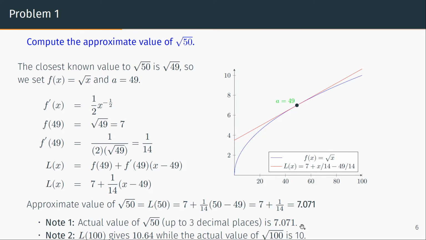Now let's see what happens when we use this equation to find the value of the function at points away from a. As an example, if you put x is equal to 100, which is too far away from this point a, this straight line would be giving us some value, but there would be this gap, as you can see, the gap between the red line and the blue plot. So that gap will be the difference between the actual value and the approximated value. So when we use this equation, we get 10.64, but the actual value is 10. So we get some gap. That's because we are moving far away from this point a.